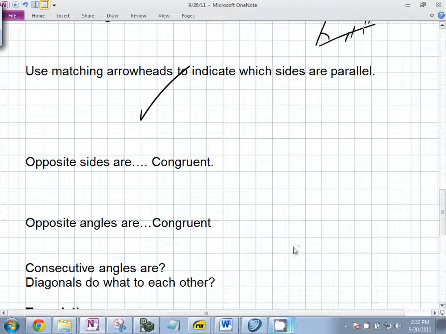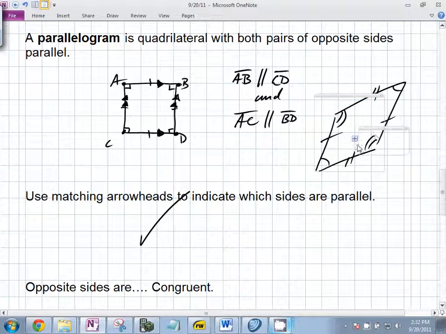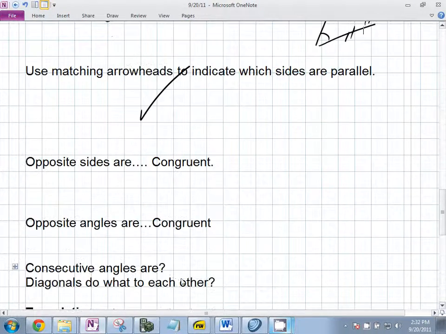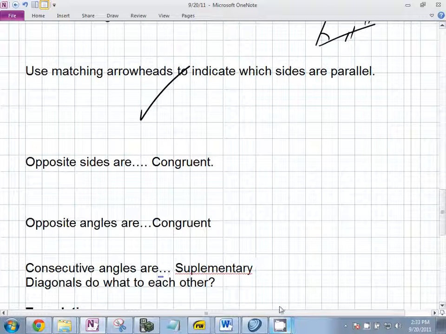What about consecutive angles? These two angles. So what is that called? Complementary. Supplementary. Is that right? Except I can't spell, right?